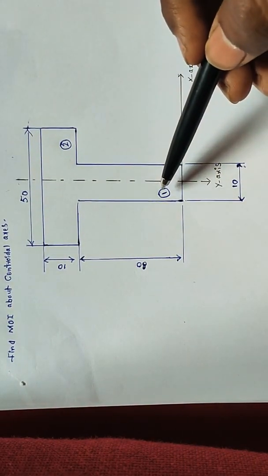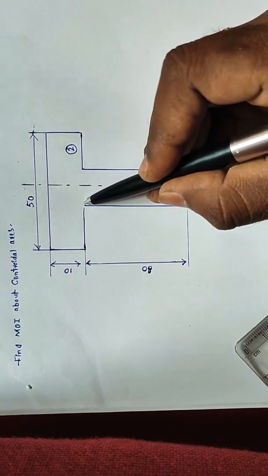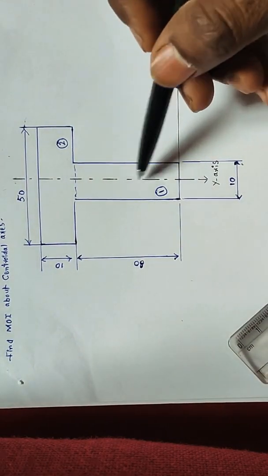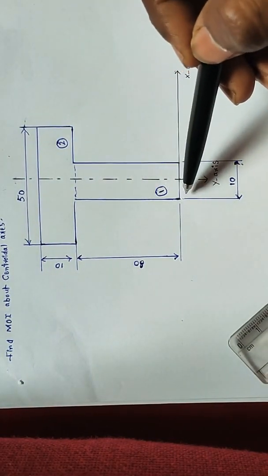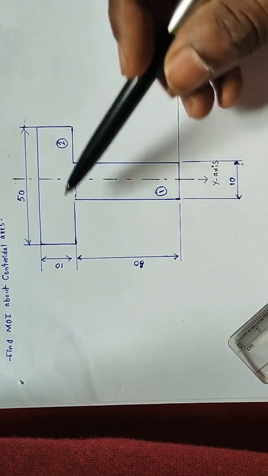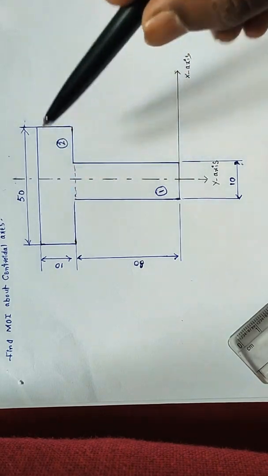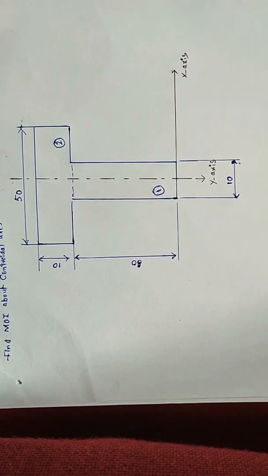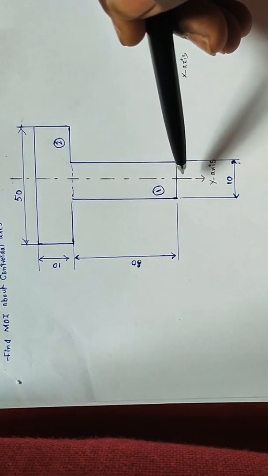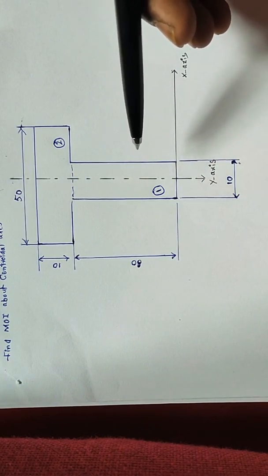So this first element, element 1, has depth 80 mm and 10 mm thick, and this second element or second rectangle has 10 mm thickness and 50 mm width. This T section is symmetrical about the y-axis. If it is symmetrical about the y-axis, it means x bar is 0.